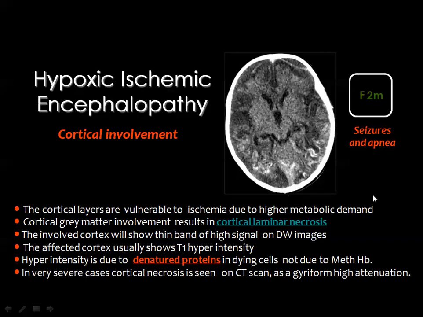And it was thought that these hyperdensities are due to hemorrhage, but according to the literature, they are due to denatured proteins in dying cells, not due to methemoglobin or blood products. The cortical gray matter involvement will result in this disease, which is the cortical laminar necrosis, and this will appear in the CT scan as hyperdense serpiginous cortical lesions, and also in MRI, it will show hyperintensity on the T1 weighted image.